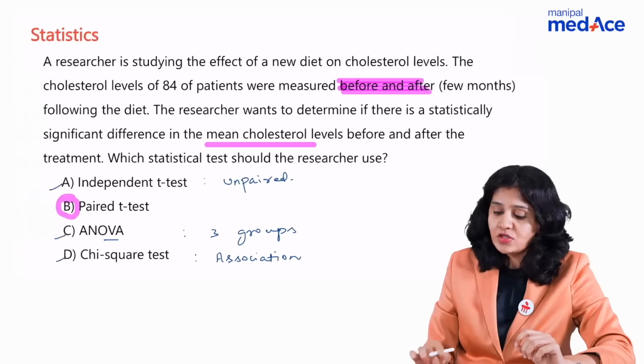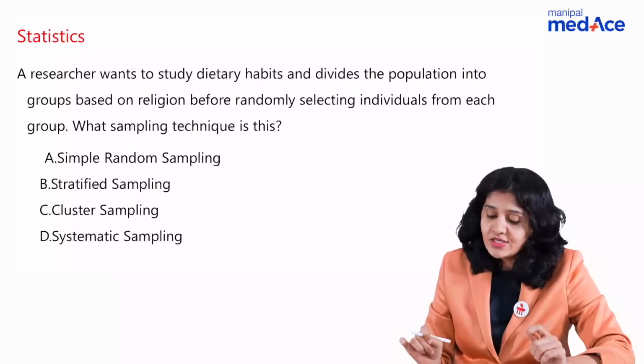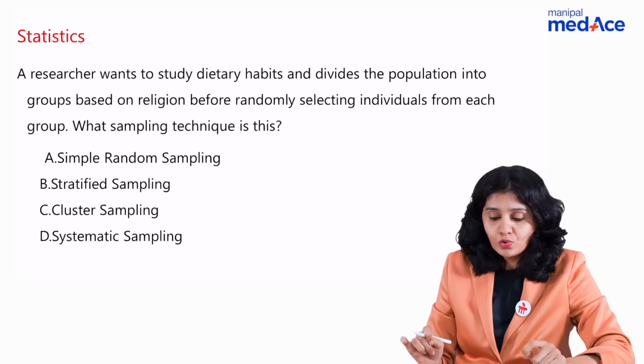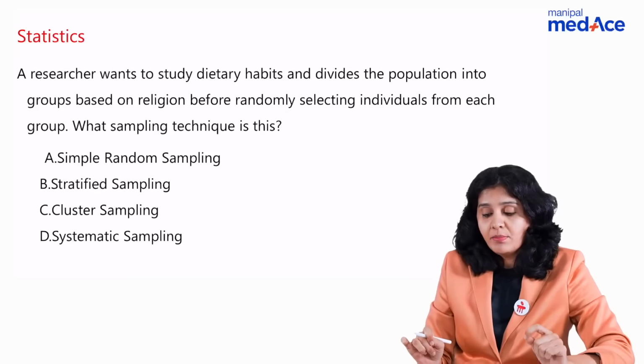Moving on to the next question from statistics again. A researcher wants to study dietary habits and divides the population into groups based on religion before randomly selecting individuals from each group.